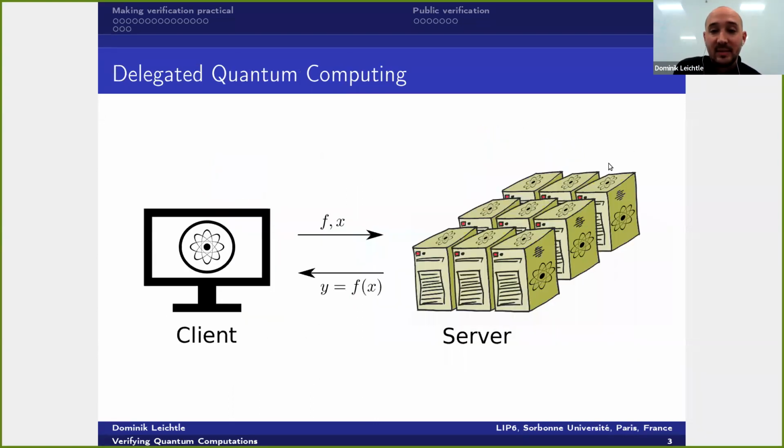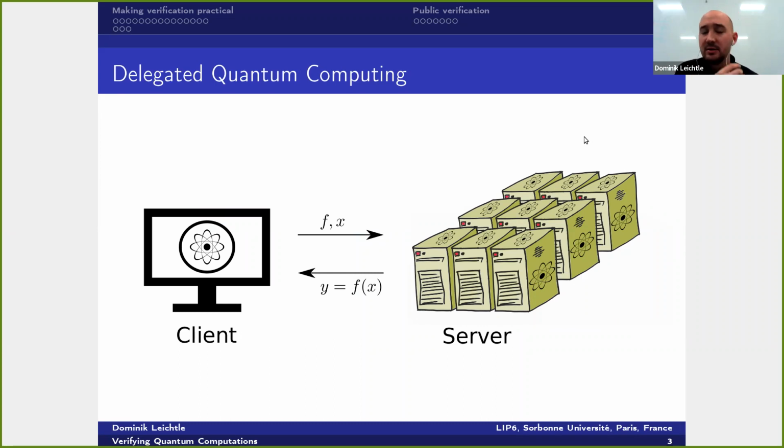Generally, how this would look is we've got a client who's got no quantum capabilities, or maybe very limited, so certainly not a full quantum computer. And they want to delegate the evaluation, for example, of some program to a much more powerful quantum server. So they would give them a function and some data and would like to receive the output, a response from the server.